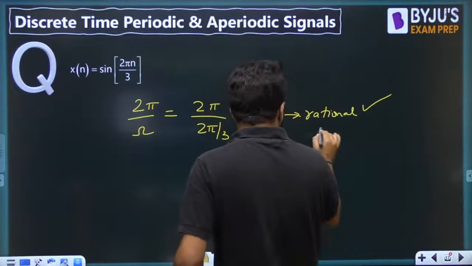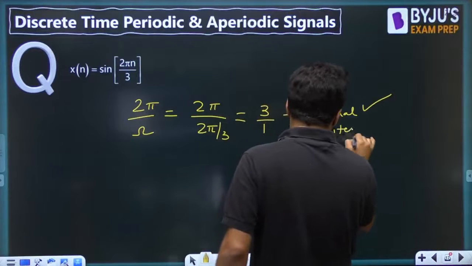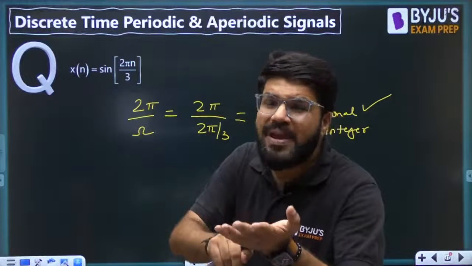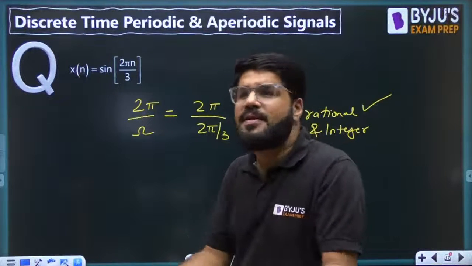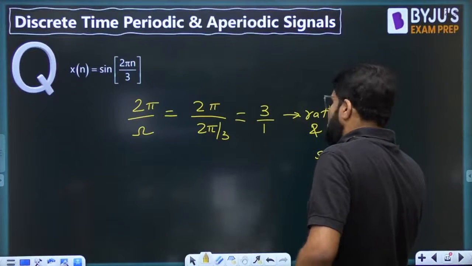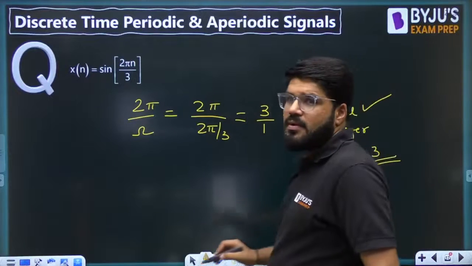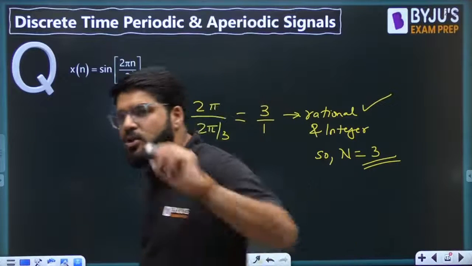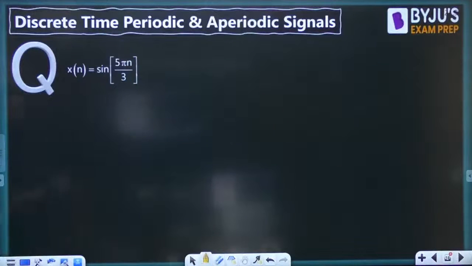Not only is it rational, it is also an integer. And I told you, when 2 pi by omega is directly an integer, then that is the period itself. So period is directly 3. It is already an integer. Why do you have to work hard to make it integer? It is already integer. So next question.